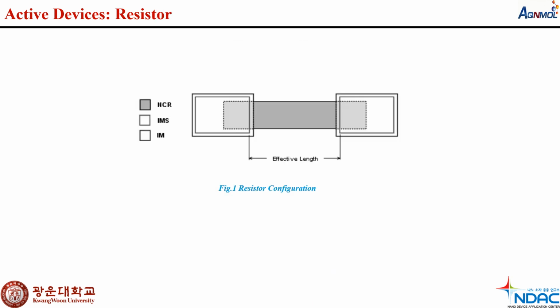In the discussion of passive devices, here we have included the resistor. The resistor in an MMIC technology can use a doped semiconductor layer or a deposited thin film resistor layer. In this case, the material of the resistor is a nickel chromium thin film. Sputtered thin film resistors offer improved linearity and low temperature coefficients in comparison to the others. So, in figure number 1, we can see the configuration of the resistor.